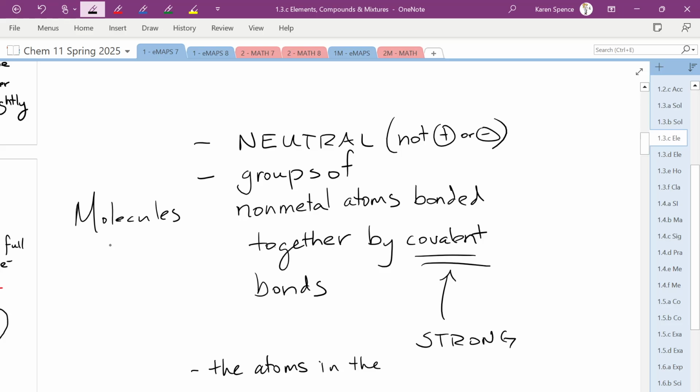And I am going to show you my abbreviation for molecule. MC, capital M, capital C. We write the word molecule a lot. So it's nice to have a nice little abbreviation for it. Okay? So the atoms in the MC, in the molecule, are also neutral.